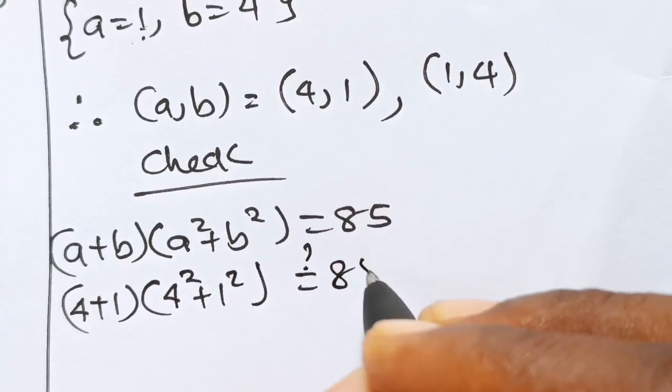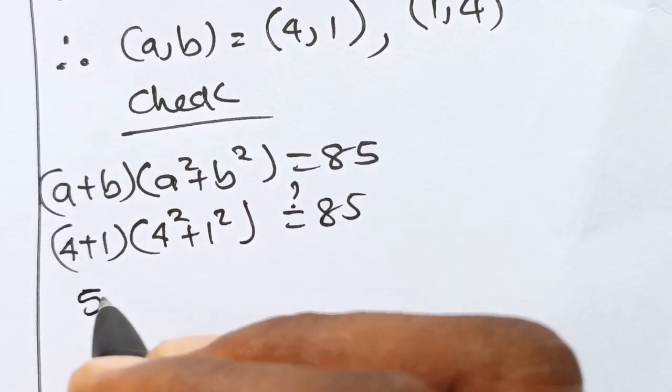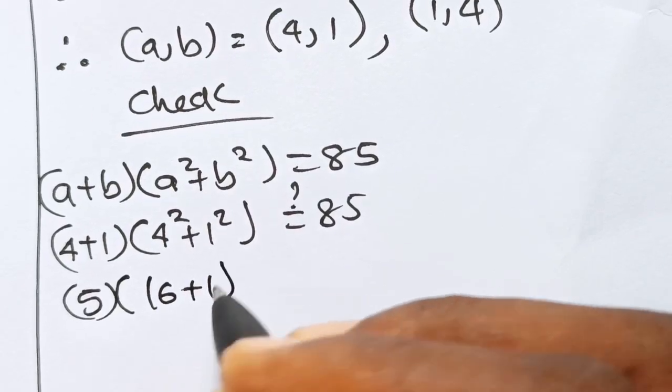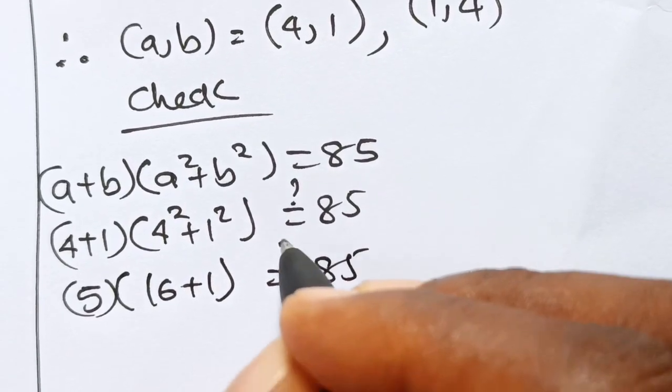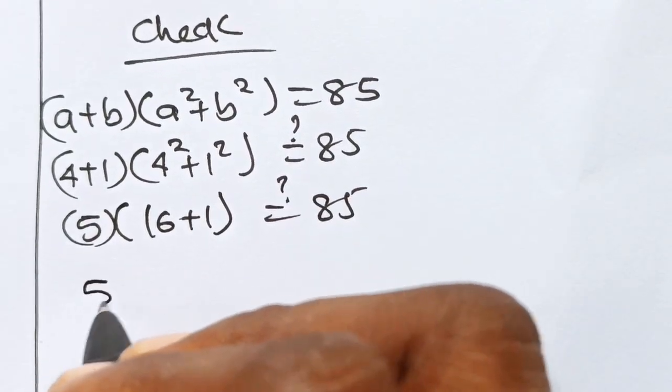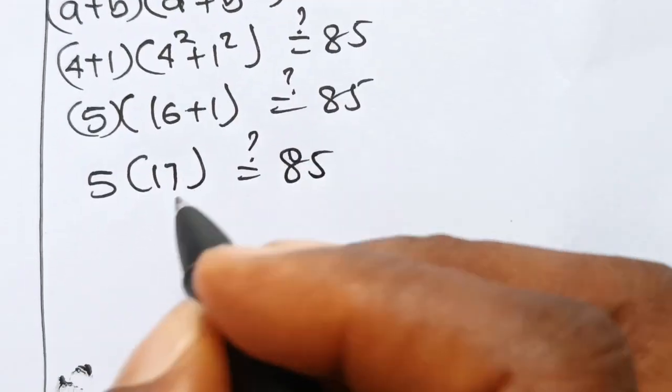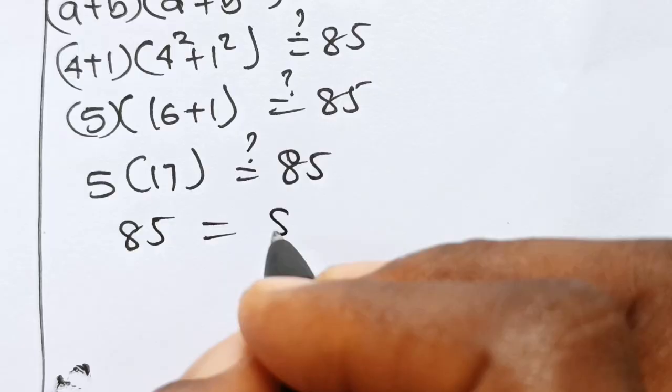Is this equal to 85? So we have 5 multiplied by (16 + 1). Is this equal to 85? So we have 5 multiplied by 17. Is this equal to 85? So you can see that 85 is equal to 85. And that proves that we are right.